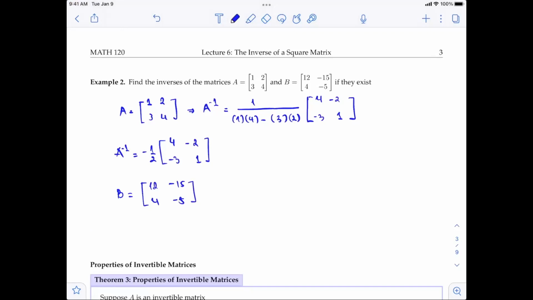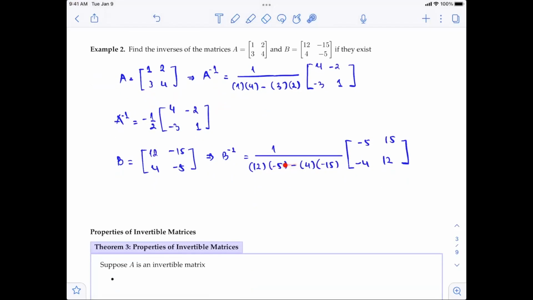4, -5. And the inverse can be calculated as 1 over 12 times -5 minus 4 times -15, multiplied with -5, 12, 15, and -4. However, if you do the calculations for the expressions in the denominator, you will find out that the denominator is equal to 0. Therefore, B is not an invertible matrix.